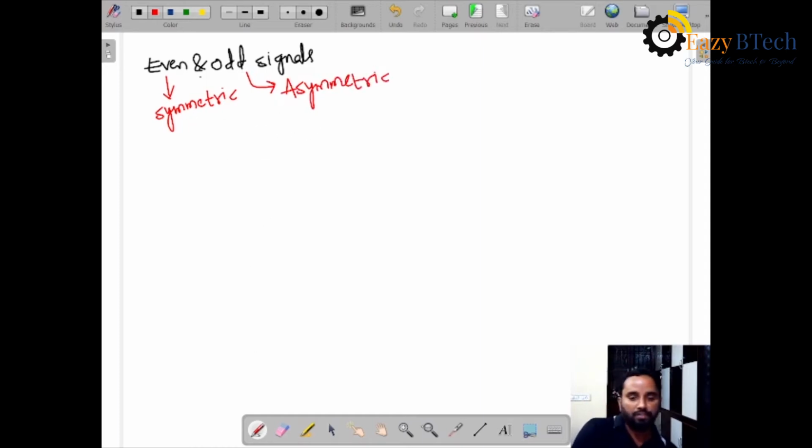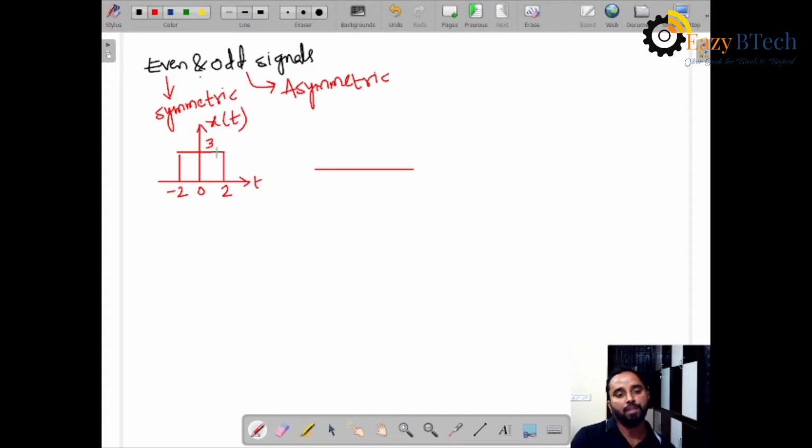If you see the example of an even signal, I am taking a rectangular pulse. It is between -2 and +2. This is t, and this is the given signal x of t. The amplitude of the signal is 3.